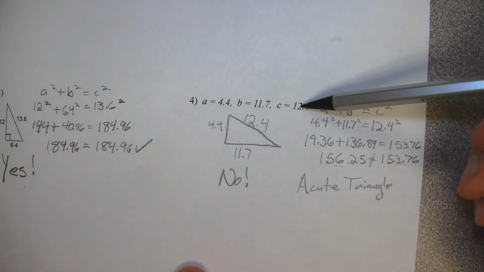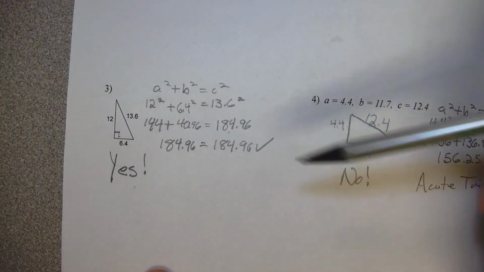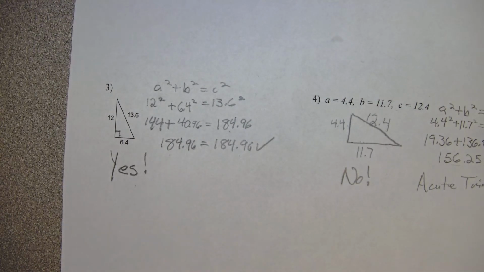Again, it lets us see, if we have these three numbers, whether or not it's a right triangle. And sometimes we'll get the answer of no, and sometimes we'll get the answer of yes. But the beauty of it is there's only one of two answers. It either will or won't.